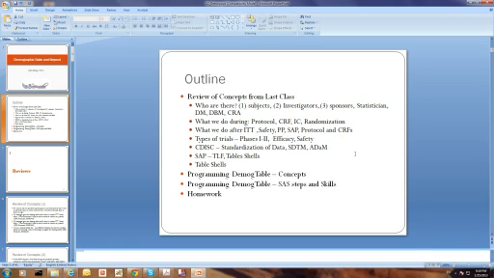The first part will review the concepts that we learned from last class, and then we go to talk about the concepts that are important for programming our demographic table. And then we'll go through the SAS steps and skills that are useful for programming our table. And finally, we'll get to our homework and plan what we do next.